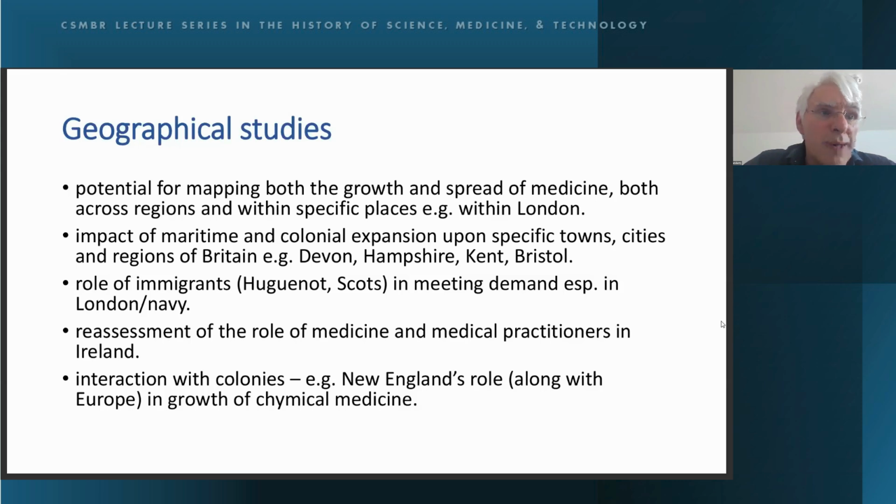But even all that training of locals wasn't enough. Another clear development that is going on here is the role of immigrants from continental Europe, particularly Protestant immigrants, the Huguenots in the later period, and the immigration of Scots in meeting the demand, particularly the demand in London and the Navy. And again, you can see the influx of new names, Scottish surnames and Christian names, reflecting that in the registers.